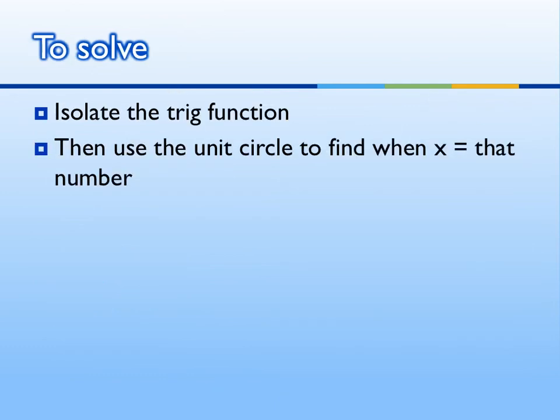Okay, so now we just take it a step further. Now we've got to solve the equation first and then isolate the trig function and then do what we just did. So we're going to isolate the trig function just like you would if it was a normal x, and then use the unit circle to find when x equals that number, or when the sine equals that number, the cosine equals that number, the tangent equals that number, whatever the trig function is.